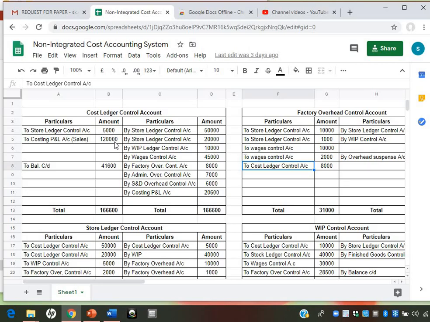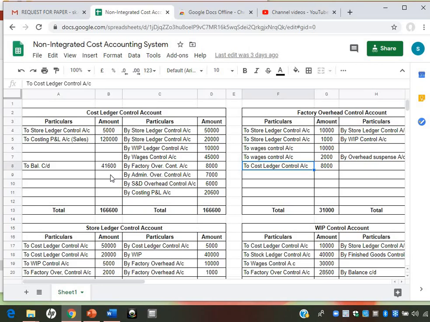So here what would the entry have been? That is, our cost ledger control account debit to sales. So that's why this entry is recorded here in costing P&L account, that is sales 1,20,000, and this is the balance, that is 20,600. This is the profit that is given to us in the question, out of this total transaction. So the profit is transferred to cost ledger control account. After that we are having a balance of 41,600.